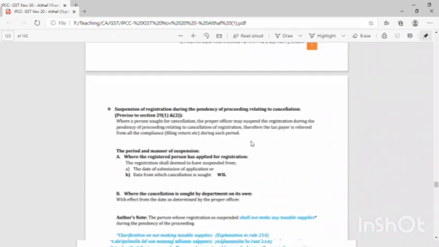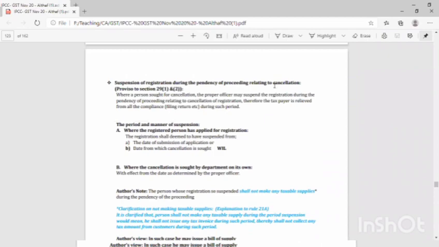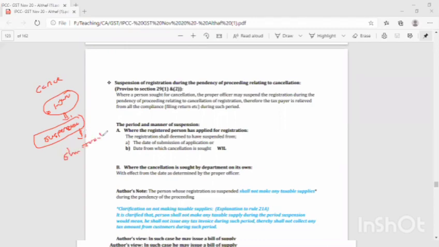There is another clarification they have given. They said that a person applied for cancellation. Suppose you applied for cancellation on 1st July. The department says that the moment you apply for cancellation, your registration will get suspended, not cancelled. And they said that the person whose registration got suspended shall not make any taxable supply. You can see here, so everyone got confused.